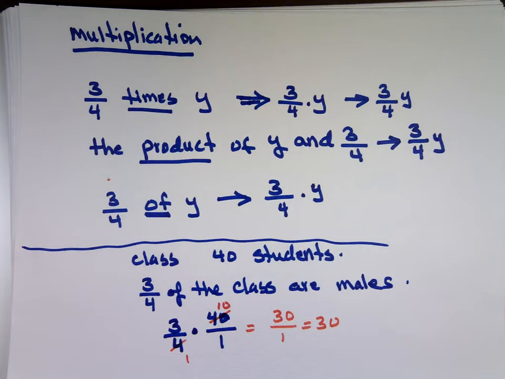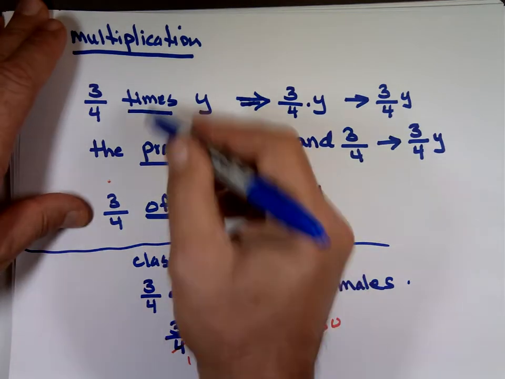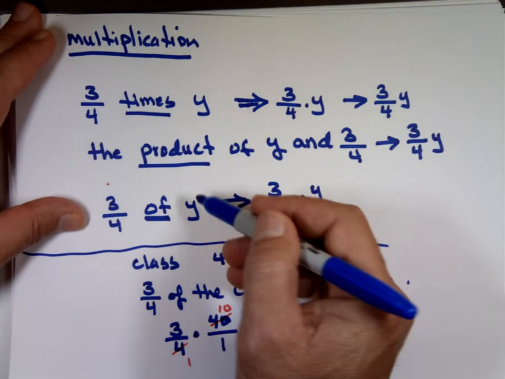I ate 1/3 of the pizza. If the pizza has 9 slices, 1/3 of 9 slices. Of means multiply. So that's what we look for in multiplication. Times, product, and of. And the last one is subtraction. Division. Oh, I mean division. I did subtraction. Thank you.